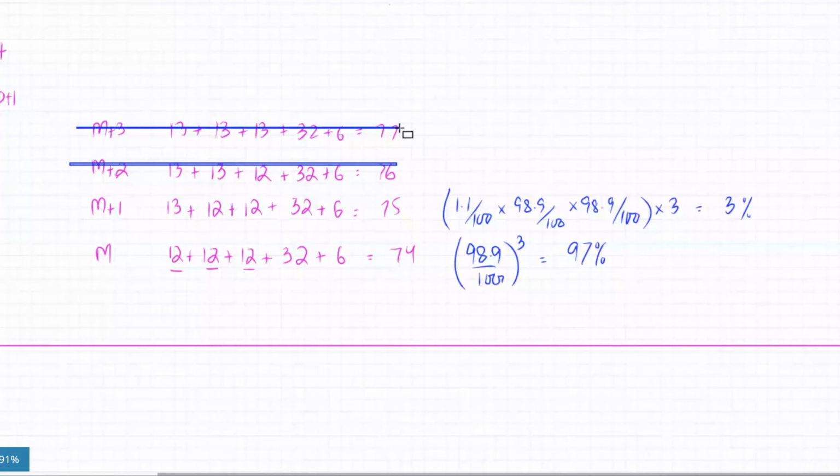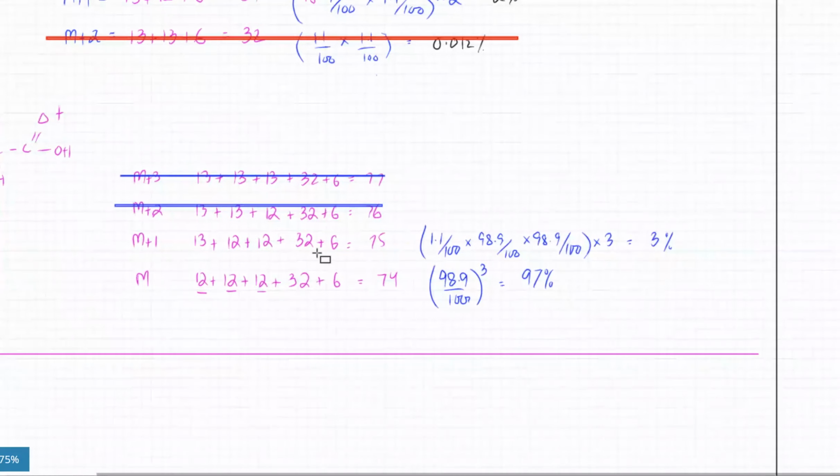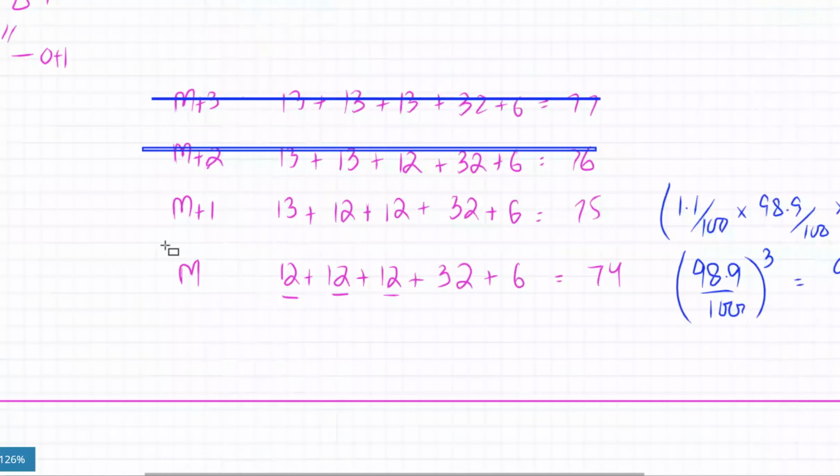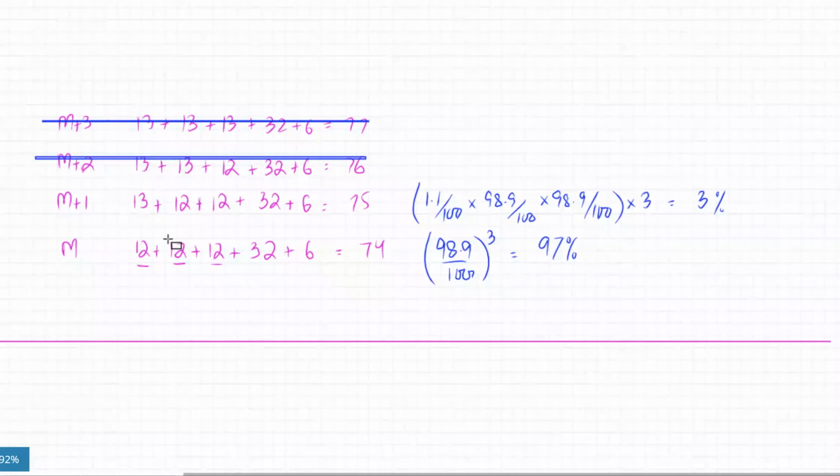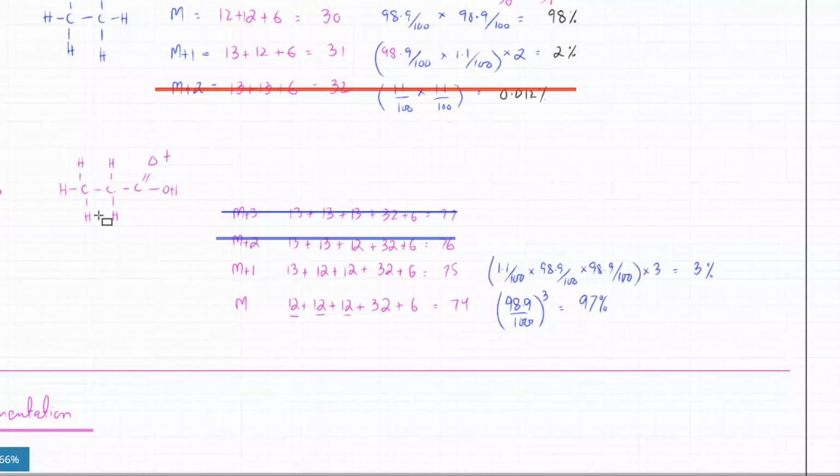So you're not really interested in the M plus 2. You're only interested in the M and M plus 1, because these are the ones that will be detected. Its percentage will become very low. I mean, 1.1% into 1.1%, that would be a very low percentage. 1.1% cubed is going to be a very small value as well. So we're only interested in the M plus 1. So again, this kind of proves our point.